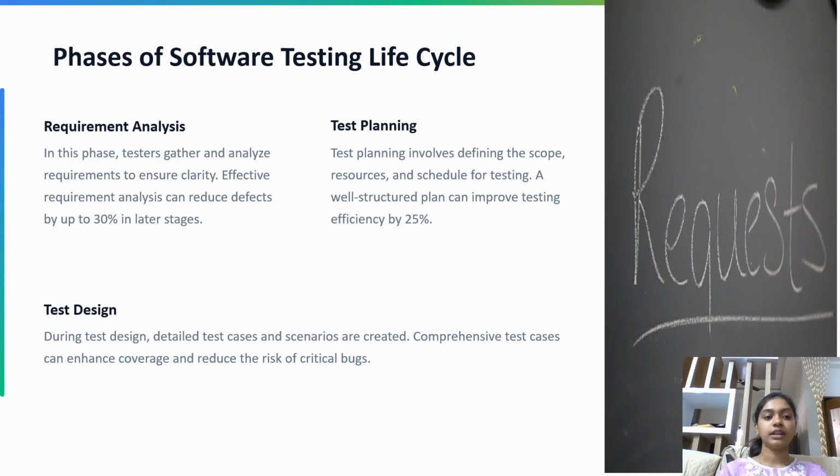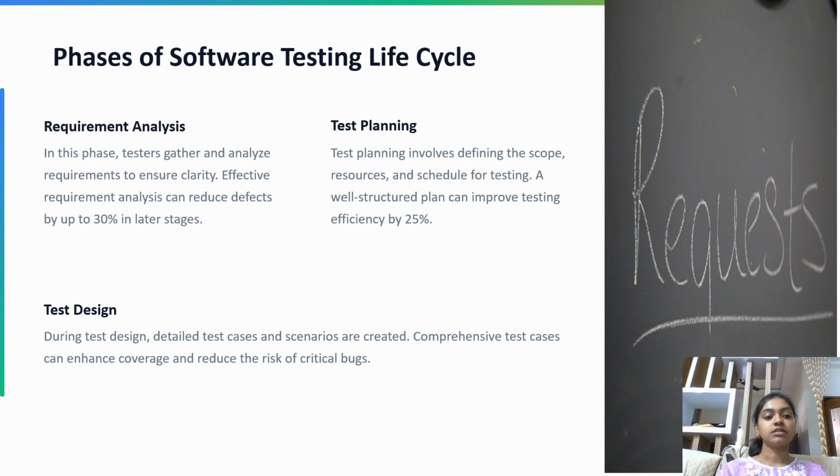Coming to requirement analysis, in this phase, testers gather and analyze requirements to ensure clarity. Effective requirement analysis can reduce defects by up to 30% in later stages. Coming to planning, test planning involves defining the scope, resources, and schedule for testing. A well structured plan can improve testing efficiency by 25%.